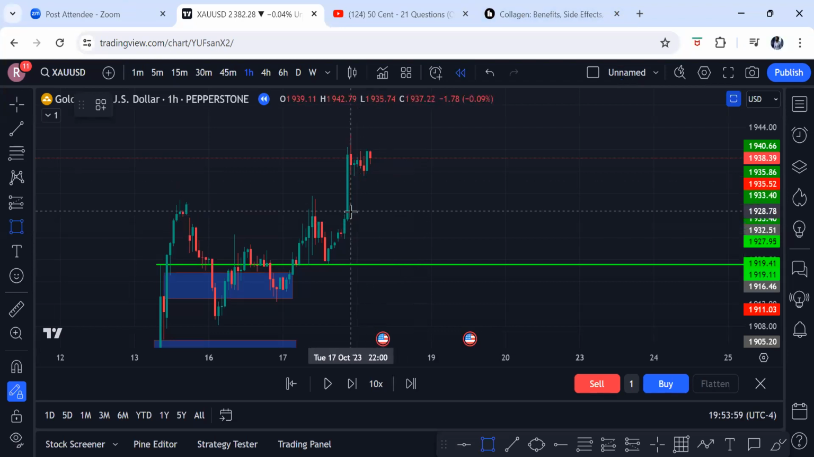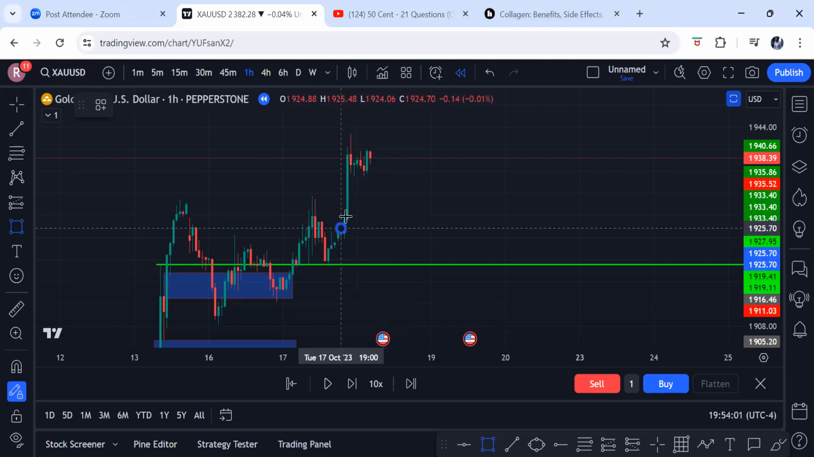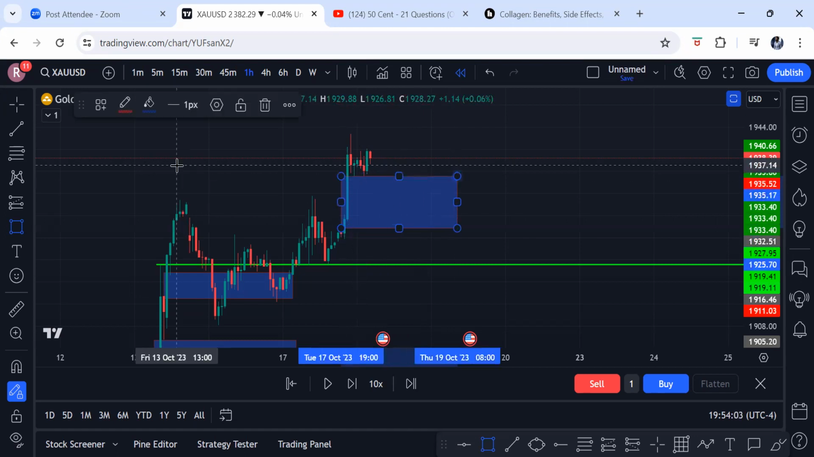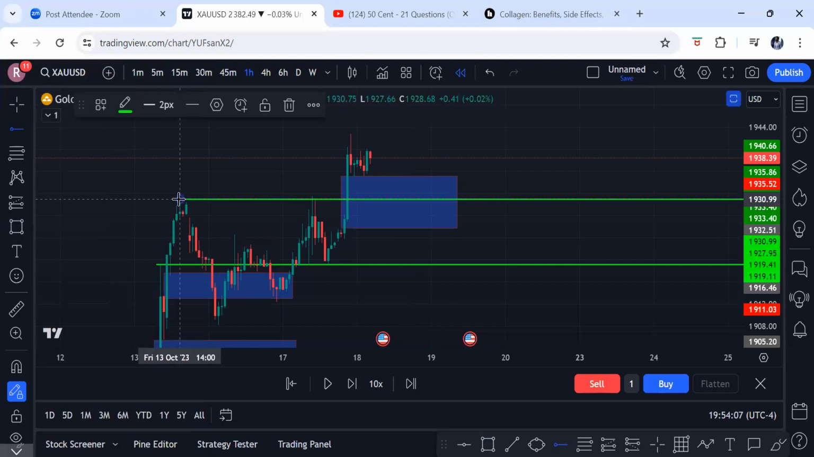Look for the area of imbalance. What was the area of imbalance here? Bam, bam, this was our break of structure, and push it up. Now this is our area of imbalance here. Personally, again, we would look for lower time frame entries.